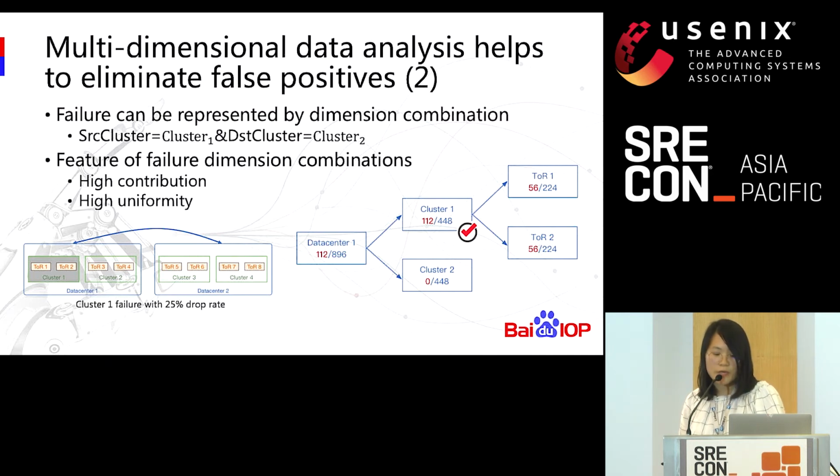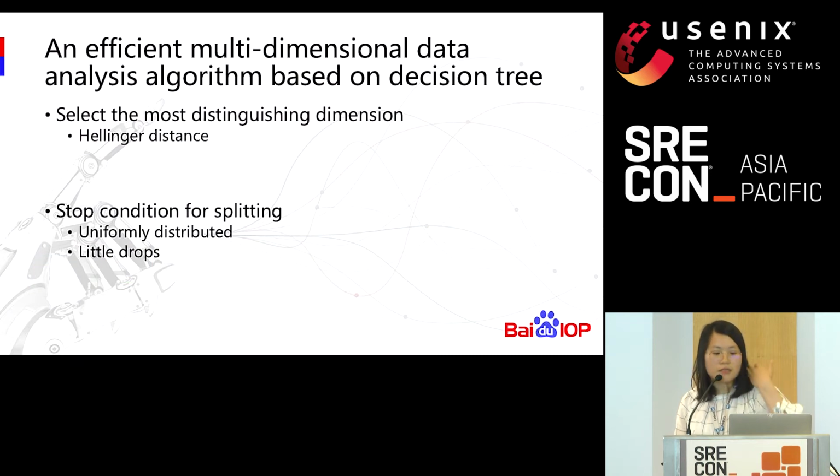It needs to enumerate all the possible failure combinations, then try to identify whether the combination is abnormal one by one based on the features. We will be confronted with combination explosion when monitoring a large-scale data center network. So, how to select a failure dimension combination efficiently? It seems that pruning can help to reduce time consumption. We design an efficient algorithm based on decision tree. Now, I will show you the algorithm process based on the observations of cluster 1 failure.